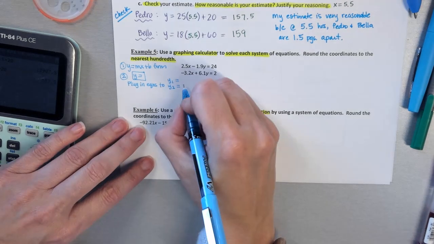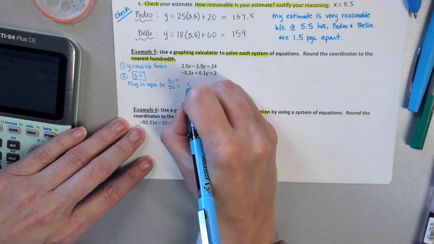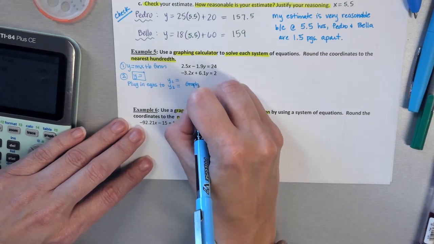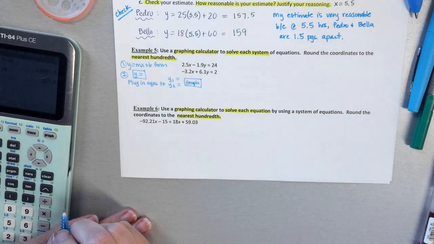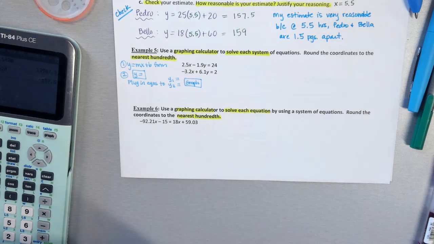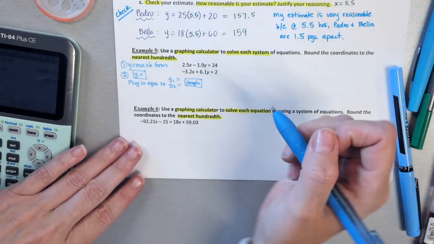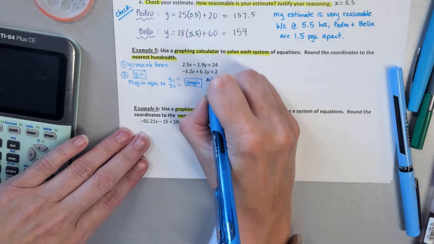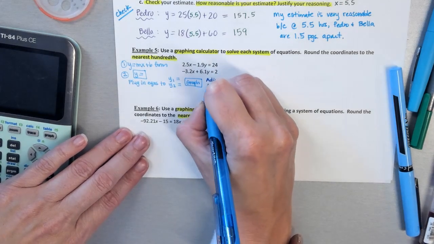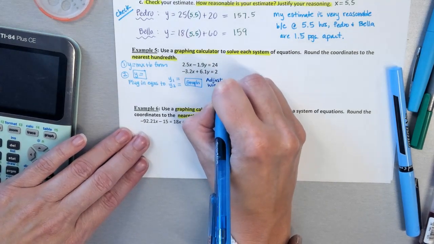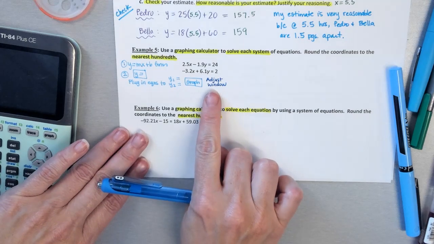Okay, then you are going to graph. So after you plug them in, you're going to hit the graph button. When you graph, there are some times where you are not going to be able to see what you need to see. And when that happens, we are going to adjust the viewing window.